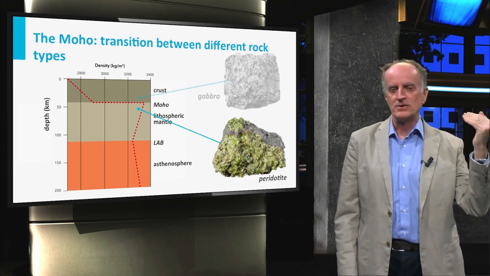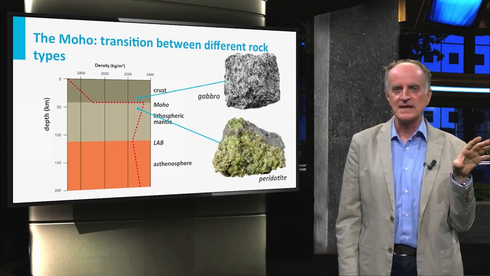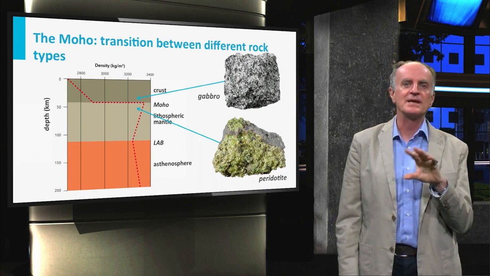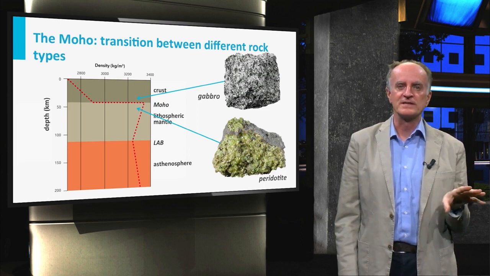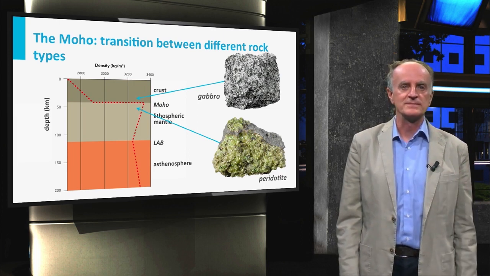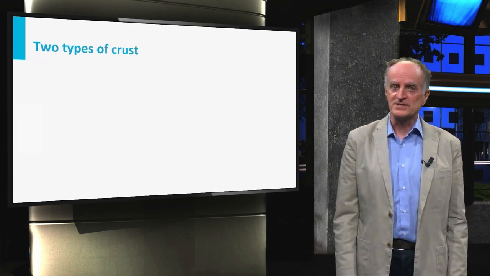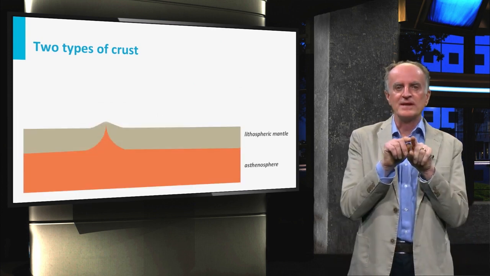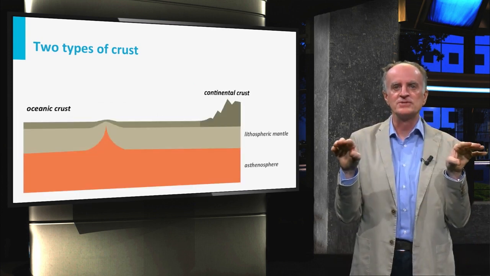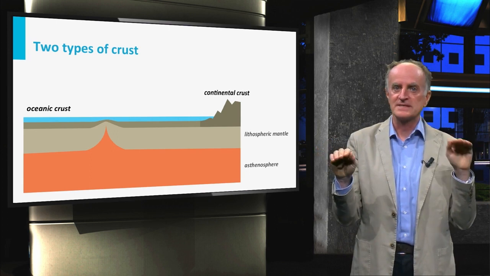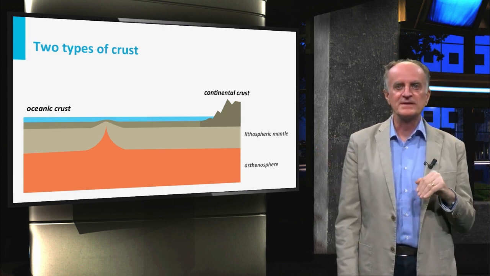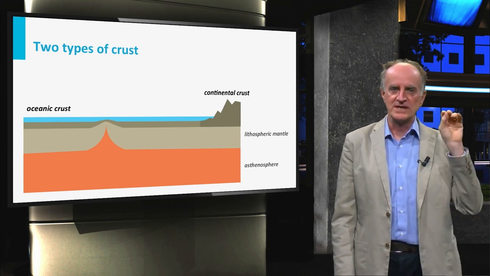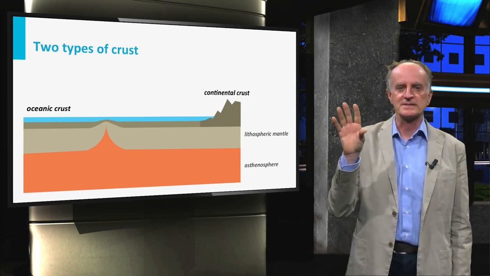Rocks above the moho have lower seismic velocities and are much lighter. They are typically gabbros, which are intrusive rocks with no olivine and a lot of feldspars, or metamorphic rocks. But we're not finished yet. While the rocks of the lithospheric mantle are fairly homogeneous over the entire Earth, this is not the case for crustal rocks. Two very different domains are defined, the oceanic crust and the continental crust.